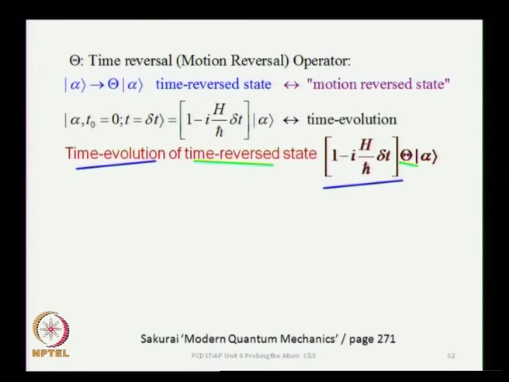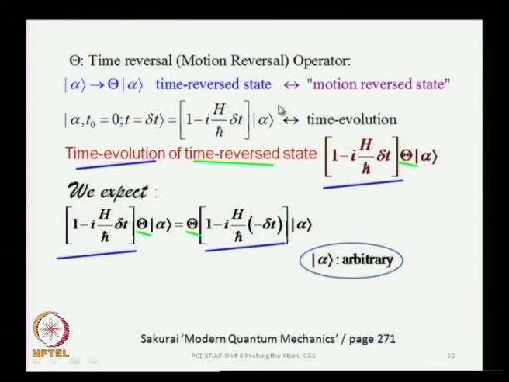And now we consider the time evolution of a time reversed state. You take an arbitrary state alpha and apply time reversal, which is denoted by the operator theta. Theta operating on alpha will give you the time reversed state of alpha, and on this you operate with the time evolution operator. So there are two operators operating one after the other.